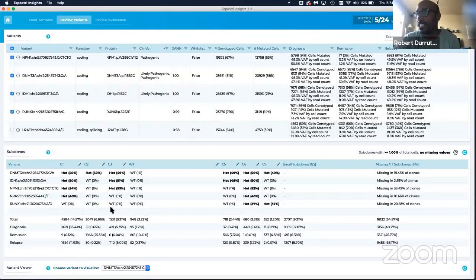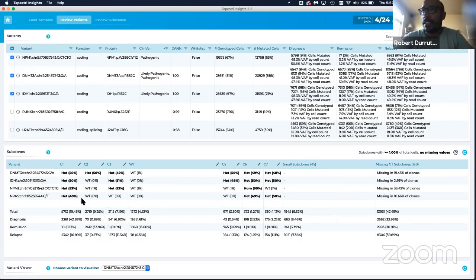RUNX1, you see a similar story. Your calls are way below your 40% threshold, and so that already tells me there are other metrics you can use, but that already tells me that this is not worth considering. So I'm going to deselect RUNX1. So that leaves me with those 4 high quality variants. I'm going to call them now.